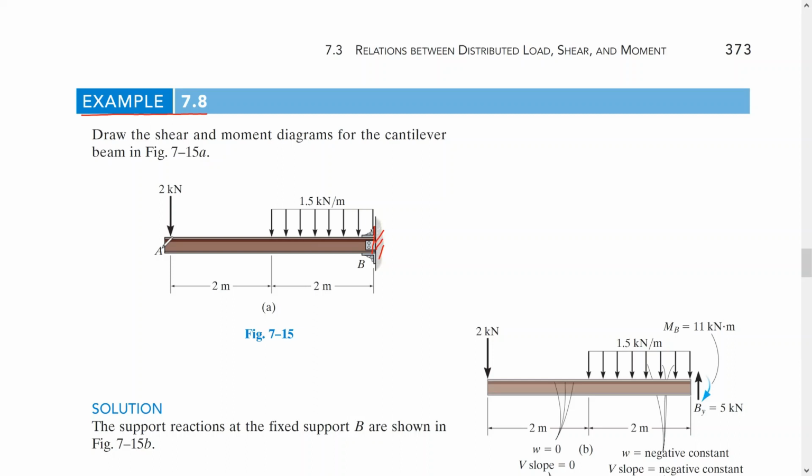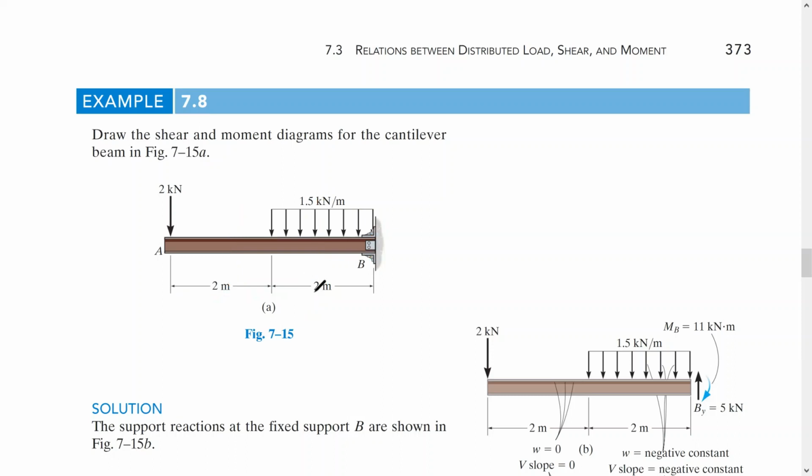So first, the question is, do we need to find the reactions here? No, because we can take the section here, the first section, and the second section here from this way, and we don't need to find the reaction. So don't waste your time finding the reactions here because it's not necessary to find them. So here, as I mentioned, we need to take two sections, one here, one here. Why? Because at this point the load changes, so we need to take another section.